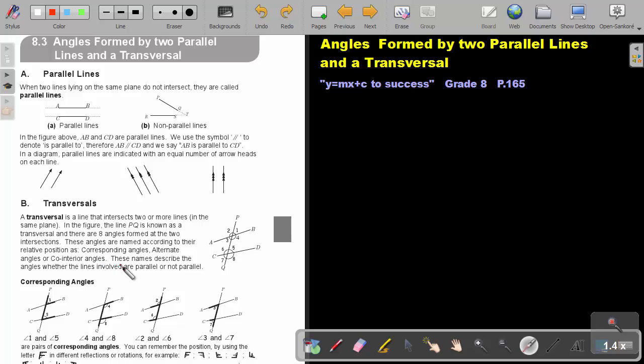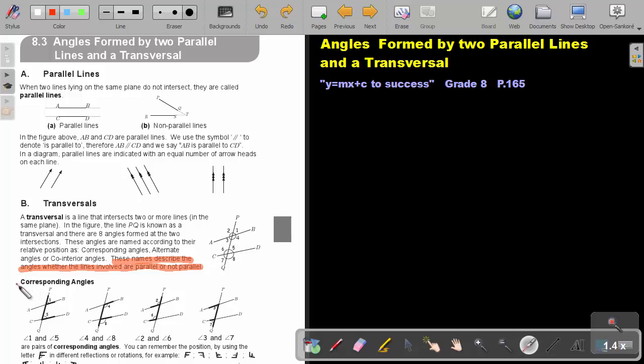Now, this is very important. These names describe the angles, whether the lines involved are parallel or not parallel. I'm going to just highlight this. This is very important. So, we're still going to name them that, even if the lines are parallel or not parallel. Although we are going to work in this chapter just with parallel lines. But first, just the names.